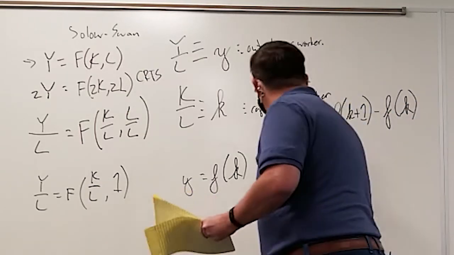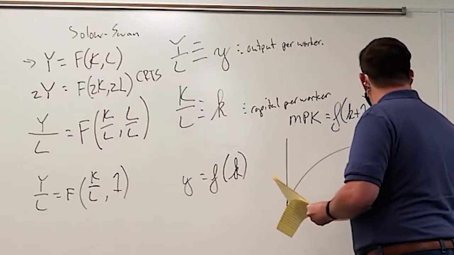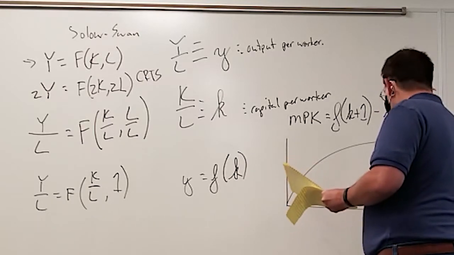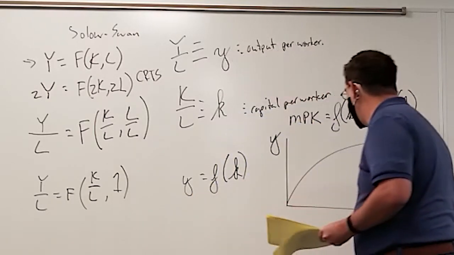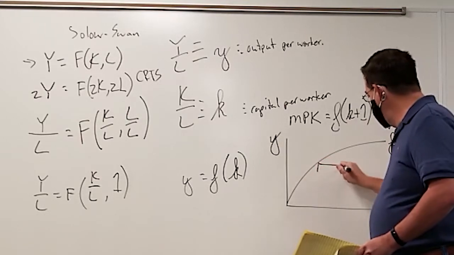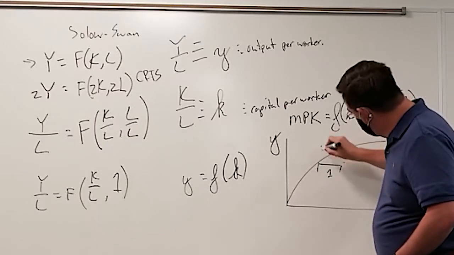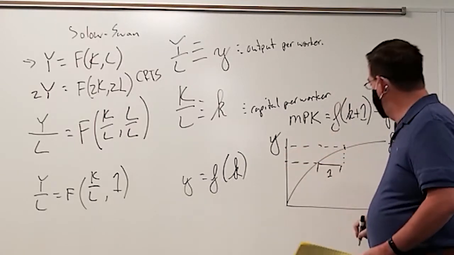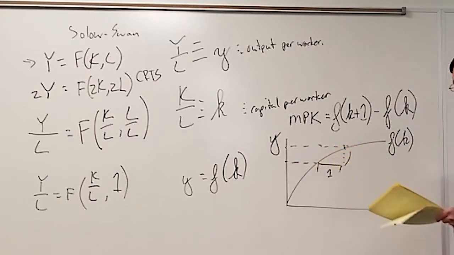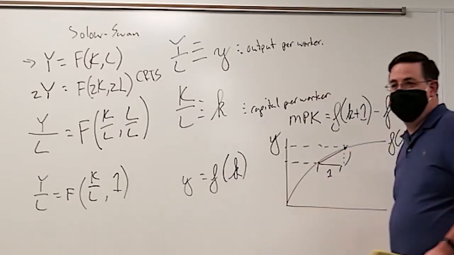And we think about that in terms of a graph that looks like this. This is the function f of little k. And we have different amounts of capital and different amounts of output, little y. Add one more unit of capital. And then the question is, how much more output do we get out of that? All right, and so this is the marginal product of an additional unit of capital. Or in other words, it is the slope between here and here.